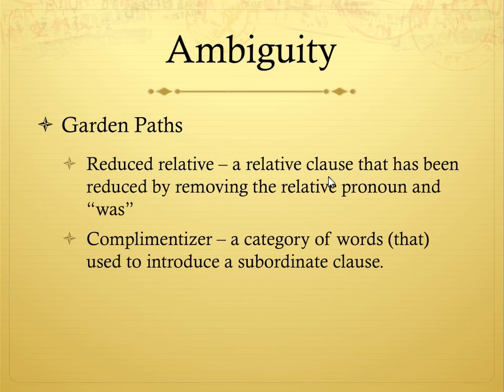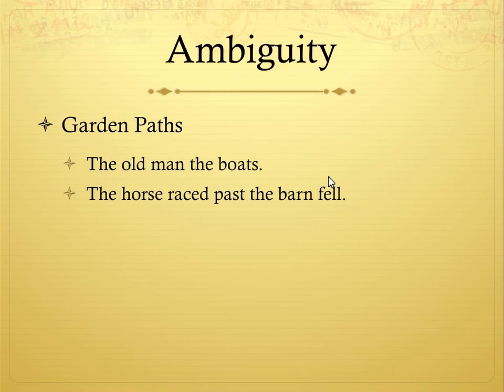The reason that most garden paths are confusing is because they use two different things. One is called a reduced relative, and that's where you take a relative clause and you reduce it. You don't need this extra verb, but you are removing a pronoun and the word was. So if I said the horse was raced past the barn, okay, I don't need the was, but it helps disambiguate the sentence.